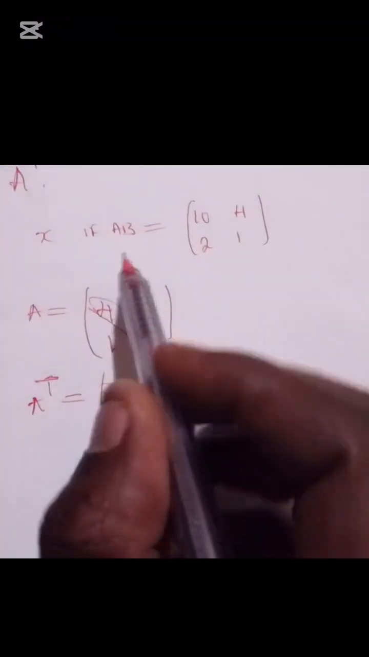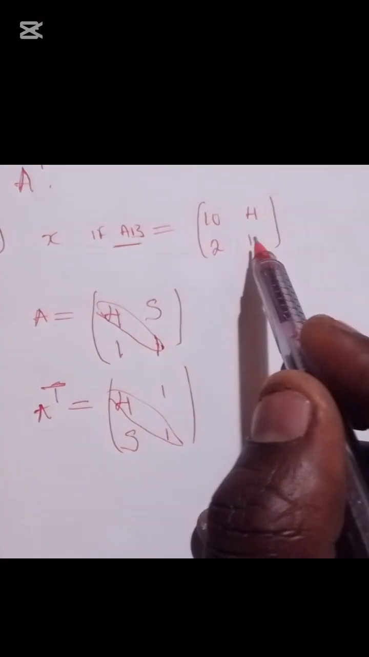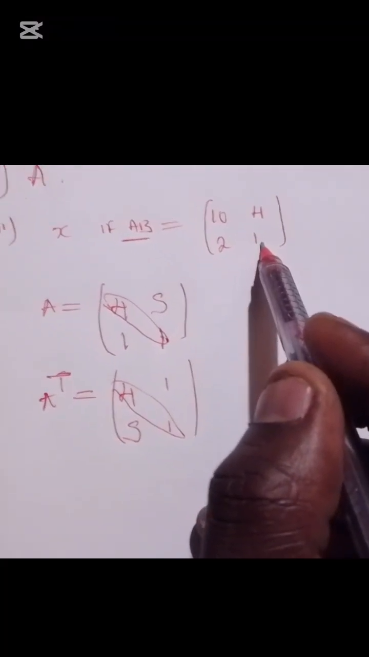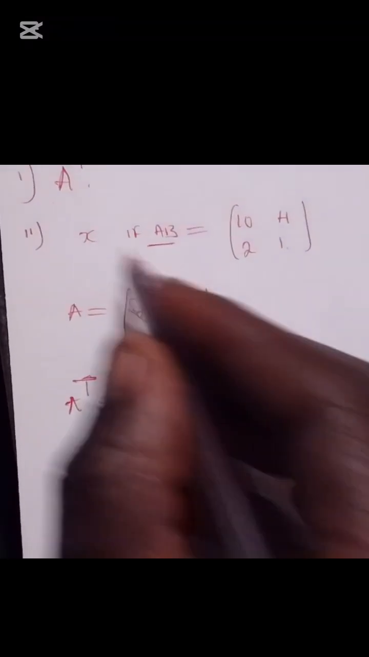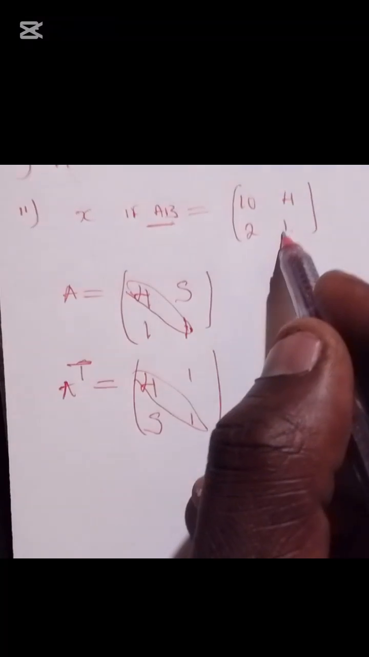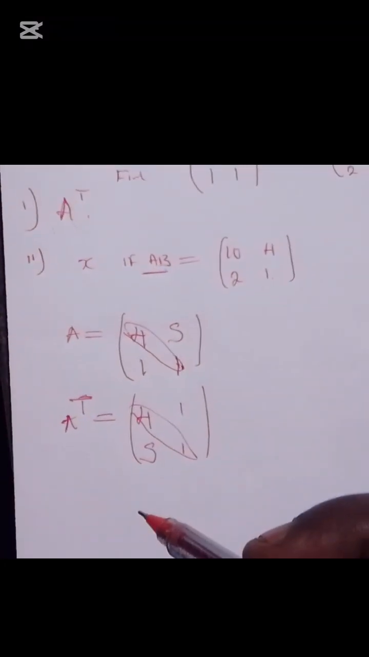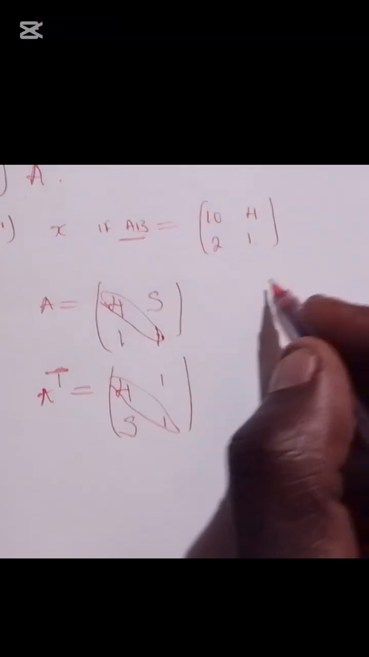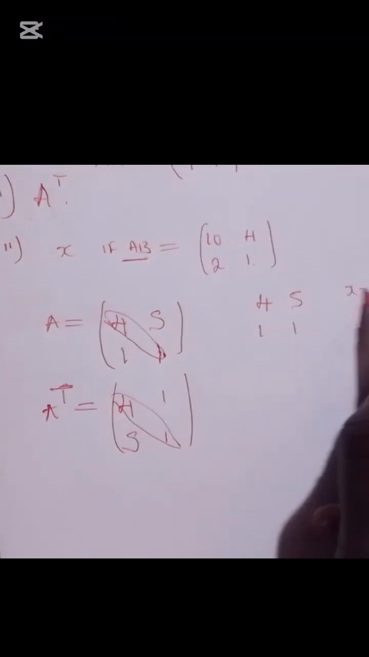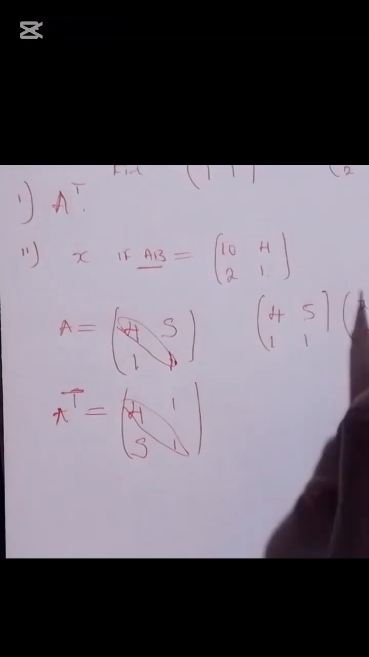Then they're saying that when we find AB and equate it to this, we should be able to find the value of x. So let us find what AB is, and then we equate. A is 4, 5, 1, 1. Then B is x minus 1, 1, 0, 2. So we're going to multiply. This is a 2 by 2 times a 2 by 2.